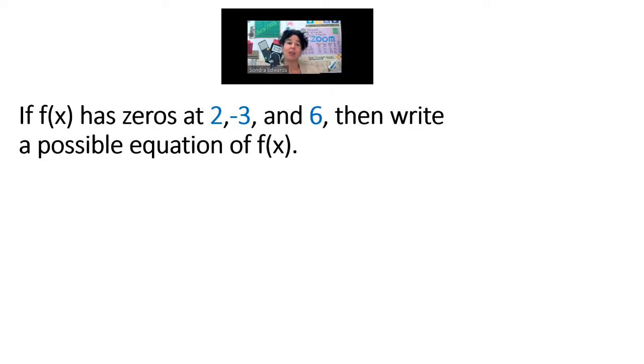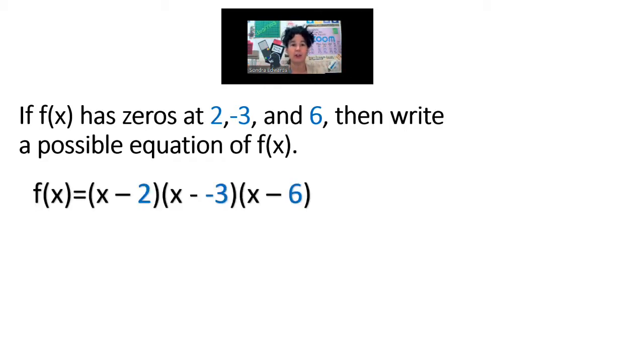Okay, so if you're going to build this function, all you have to remember is that x minus the x-intercept, or x minus this zero, is going to be a factor in the function. So for this one, if our zeros are at 2, -3, and 6, I'm going to go x minus 2, x minus -3, and x minus 6. I do need to multiply this together and write my final function in expanded form.